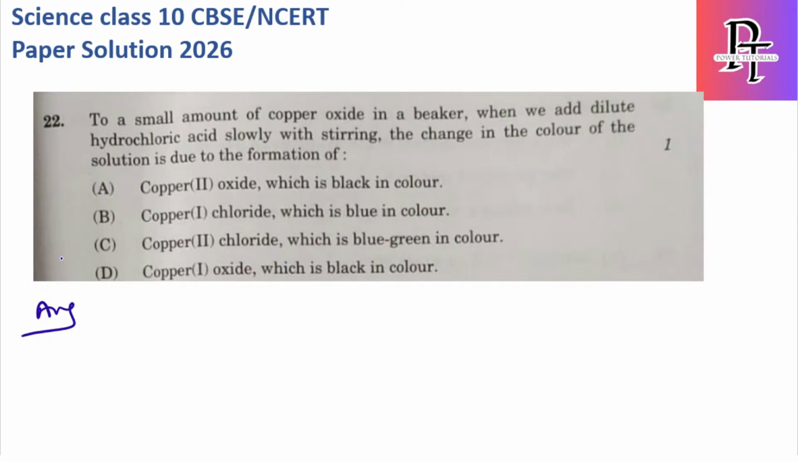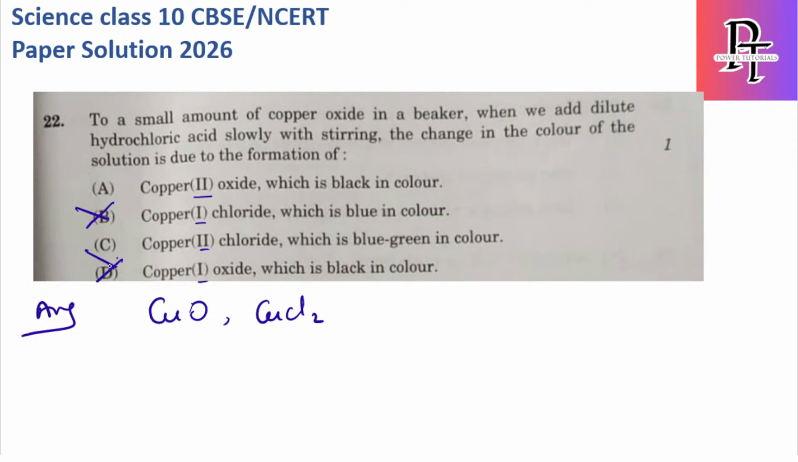Next, the 22nd. To a small amount of copper oxide in a beaker, when we add dilute hydrochloric acid slowly with stirring, the change in the color of the solution is due to the formation of. If you notice here, they have clearly mentioned copper 1, copper 2 and so on. So what is this? They are simply talking about oxidation states. Copper oxide is CuO, whereas copper chloride is CuCl2. Copper will always have the oxidation state 2, so wherever the 1 is there, you can just cancel them. So those are not the answers.